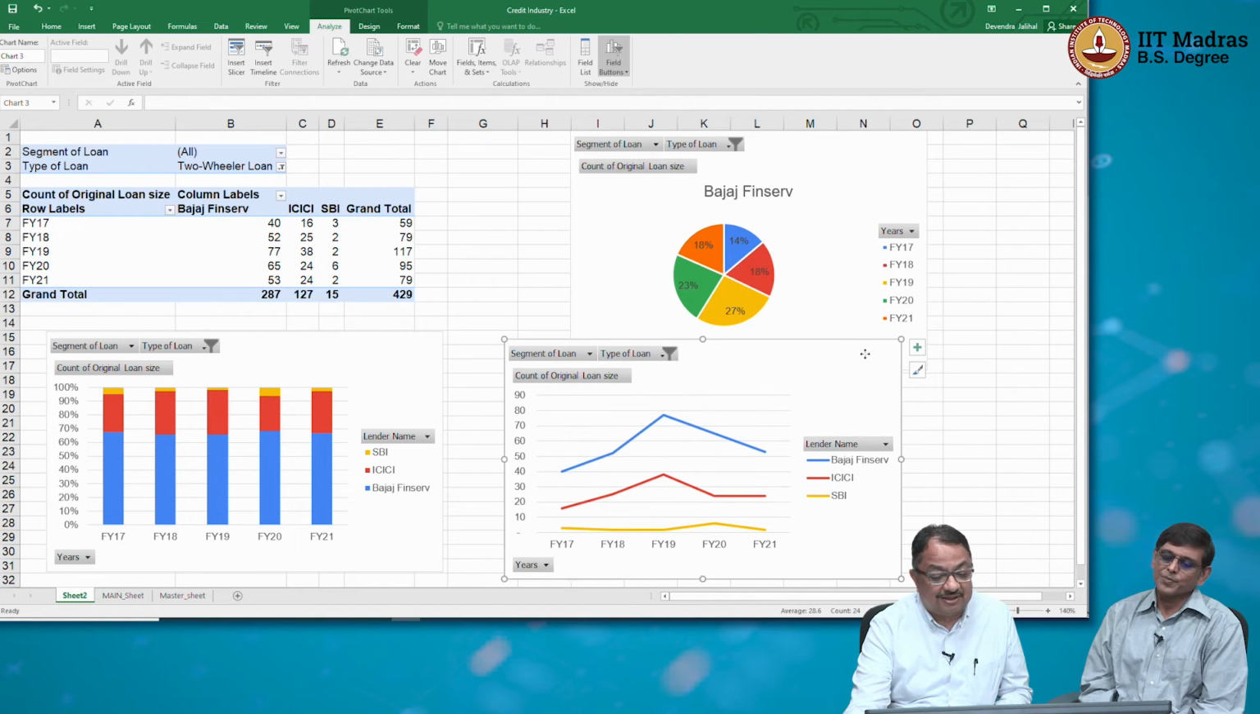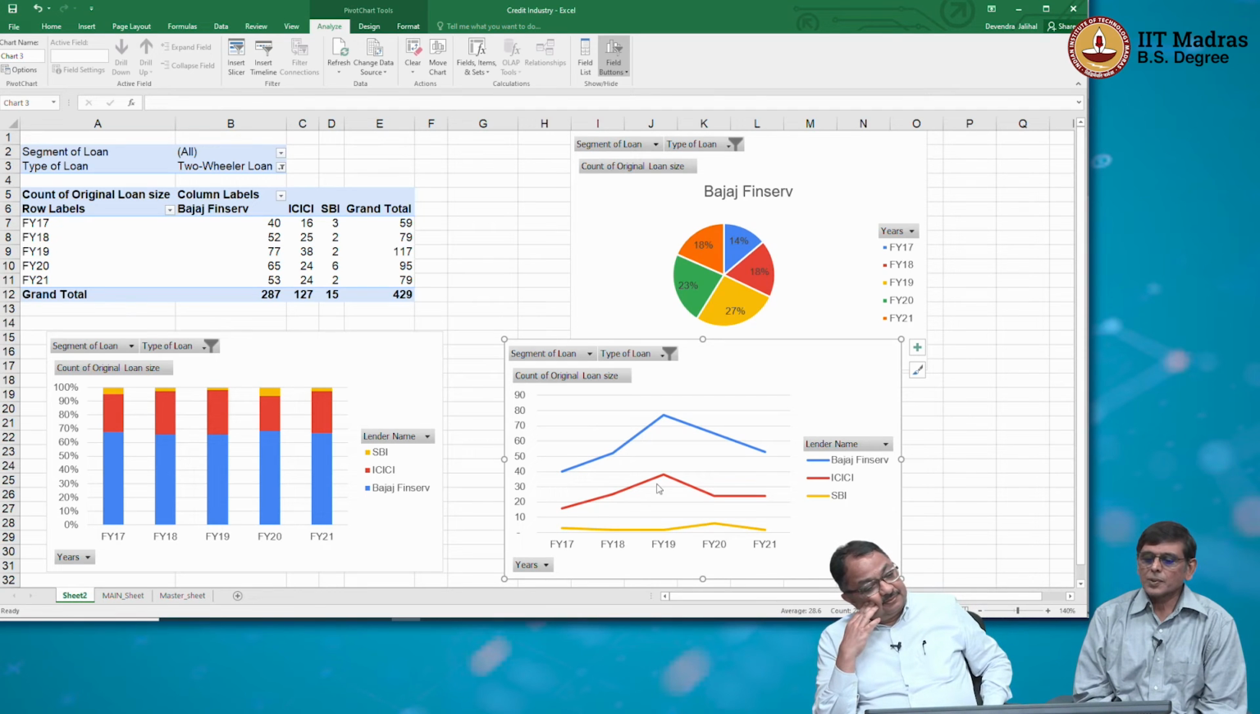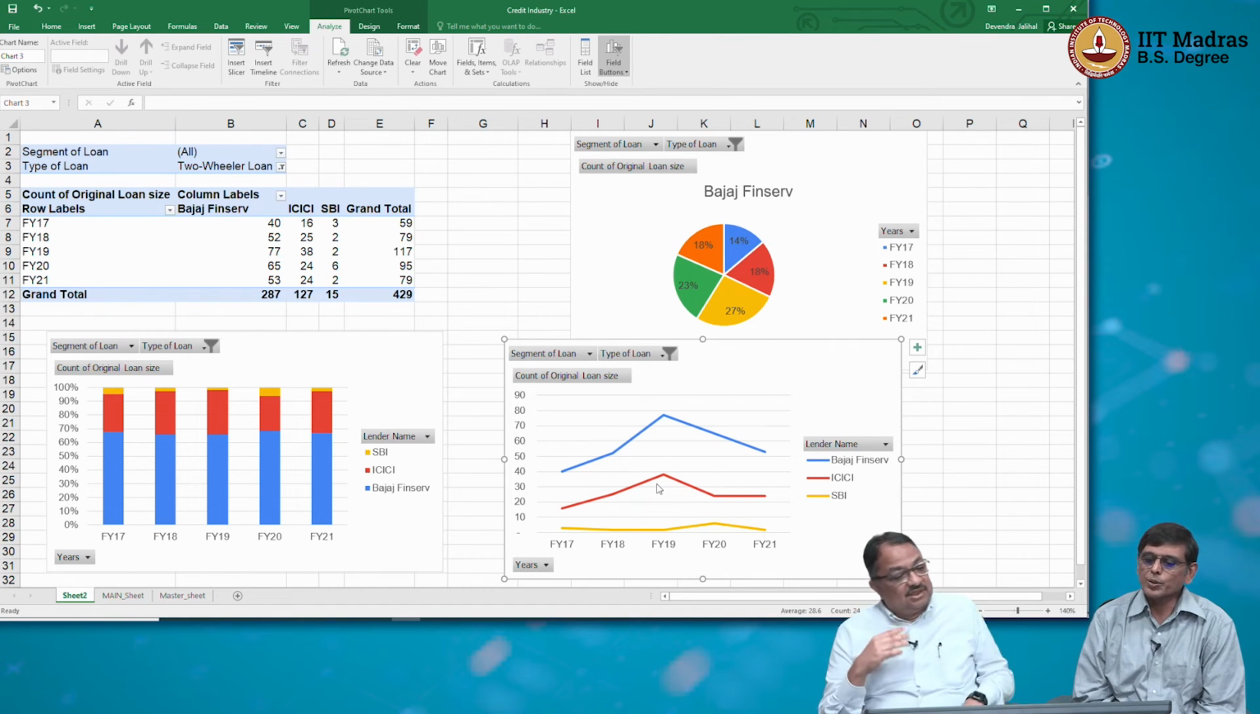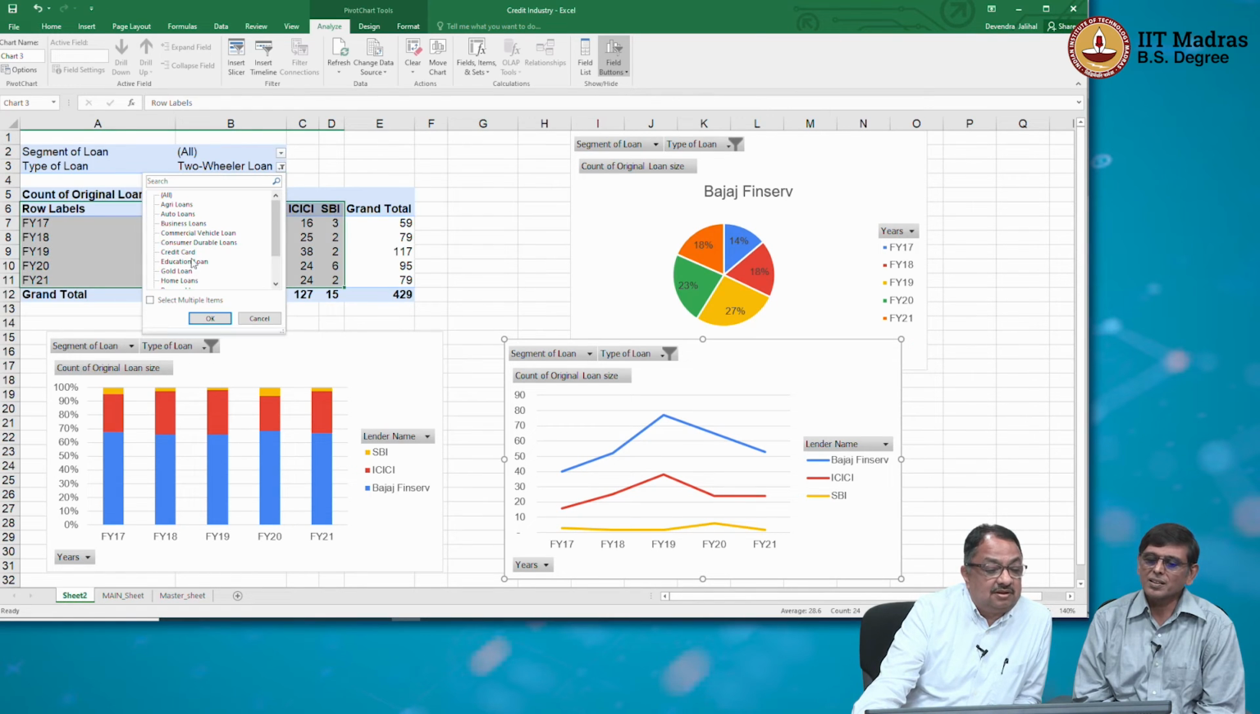It's not so apparent here. Okay. This is good. This is for what loans? These are two-wheeler loans. Can we change it to, say, credit card or something? Sure. Credit card is there? Yeah, it's there.